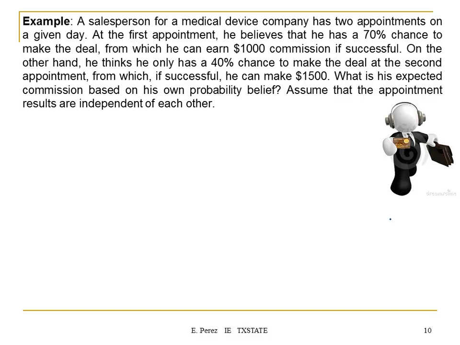Okay. So let's work on this problem. As I mentioned already, we need to look at the 4 outcomes. Okay. So we have 4 possible outcomes. Those are 0, 1,000, 1,500, and 2,500. Okay? What would be the probability of getting 0?